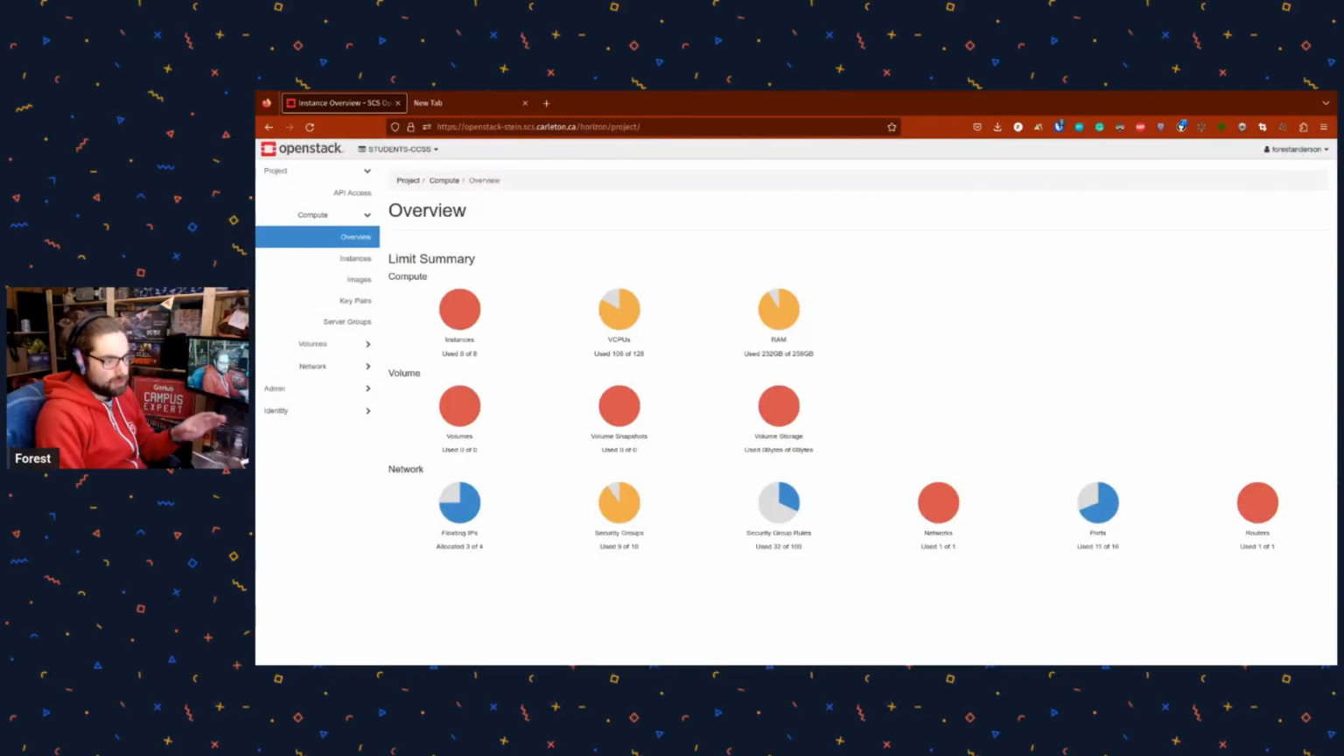All right, so I want to take a look through a little bit of the OpenStack that's set up at Carleton today. We'll see how we can take a look through it here and explore how it's being used for courses and also how it's being used for other projects.